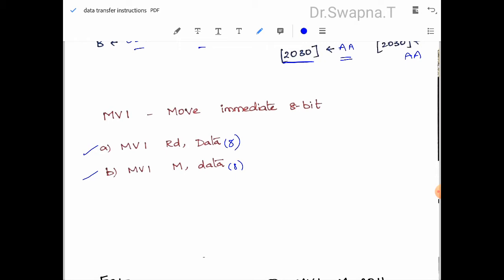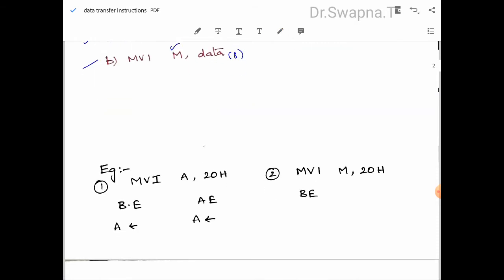So the 8-bit data is stored in the destination register. The 8-bit data gets copied into the destination register Rd, or in the second form, the 8-bit data is copied into the memory location specified by the contents of the HL register. So let's see some examples.